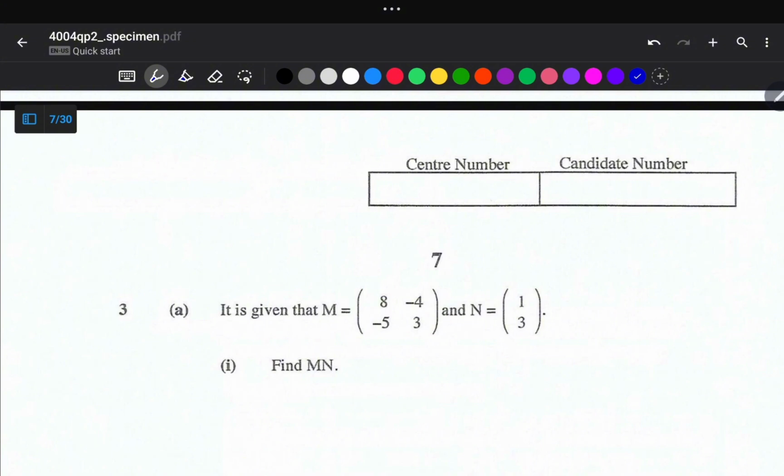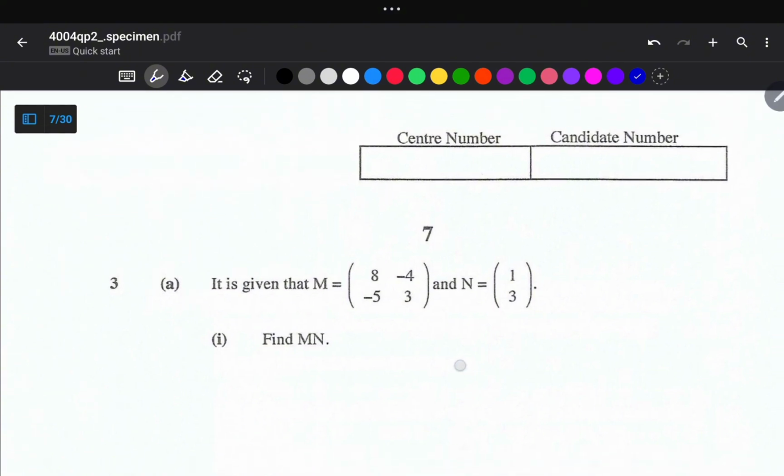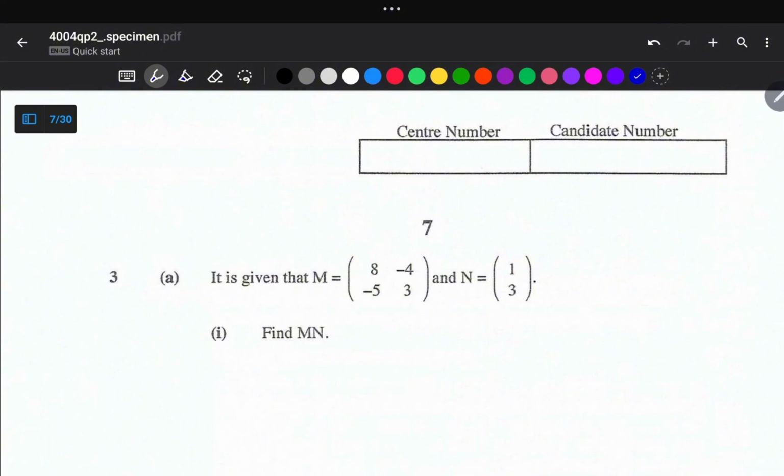It is a 2 by 2 matrix. So it is 8, minus 5, minus 4 and 3, and N is equal to 1, 3. So we are required to find the value of MN. So given that we are having this matrix M, the order of matrix M is a 2 by 2 matrix, and the order of matrix N is 2 by 1. So as long as we are having the same numbers here, it is correct for us to say we are multiplying matrix M and matrix N, because here we are having 2 and here we are having 2. So our resulting matrix is 2 by 1.